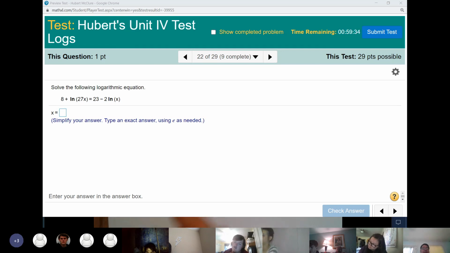All right, so that's going to be, I'm going to move the 8 over. Why am I moving the 8 over? Because that negative 2 will be positive. And we always want to keep things positive, unless you just like punishment.